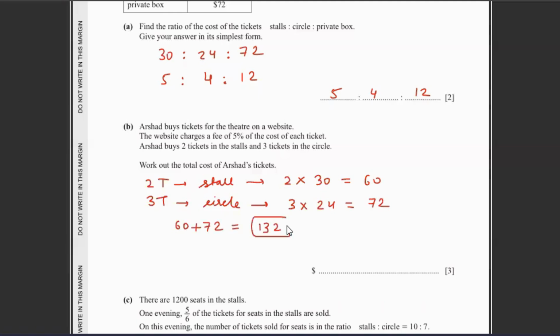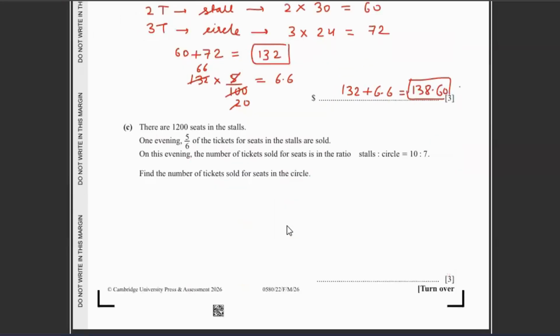Now on this 132, there is a 5% charge. So the website charges will be 5% of 132, which is 6.6. So the total amount to be paid will be 132 plus 6.6, which is 138.60. This is the amount to be paid by Harshad.